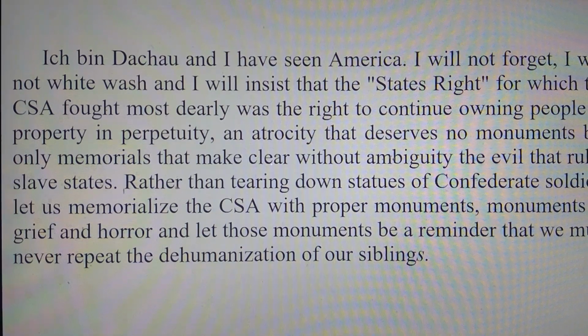Rather than tearing down statues of Confederate soldiers, let us memorialize the CSA with proper monuments, monuments of grief and horror, and let those monuments be a reminder that we must never repeat the dehumanization of our siblings.